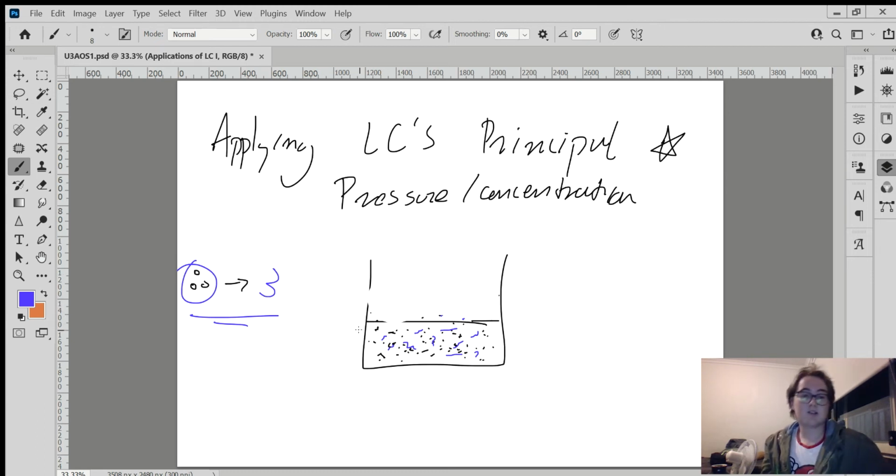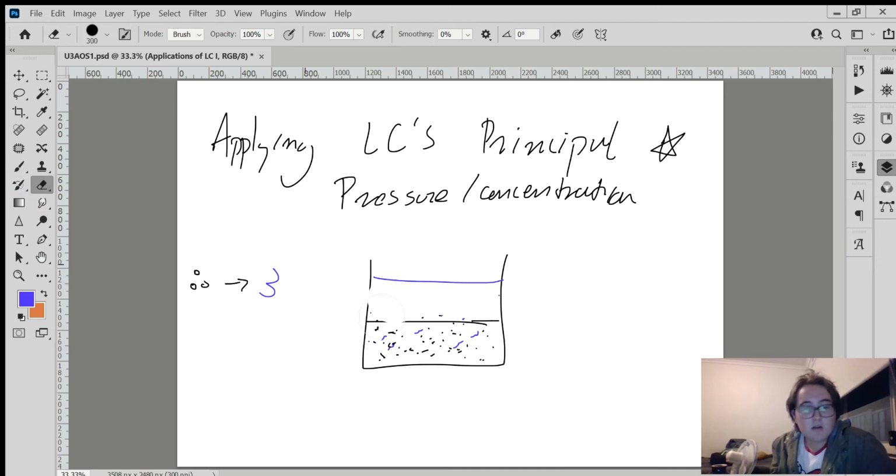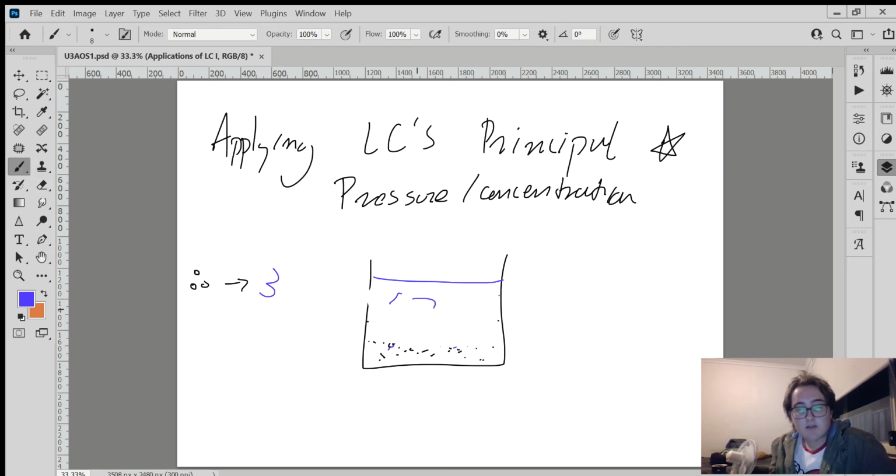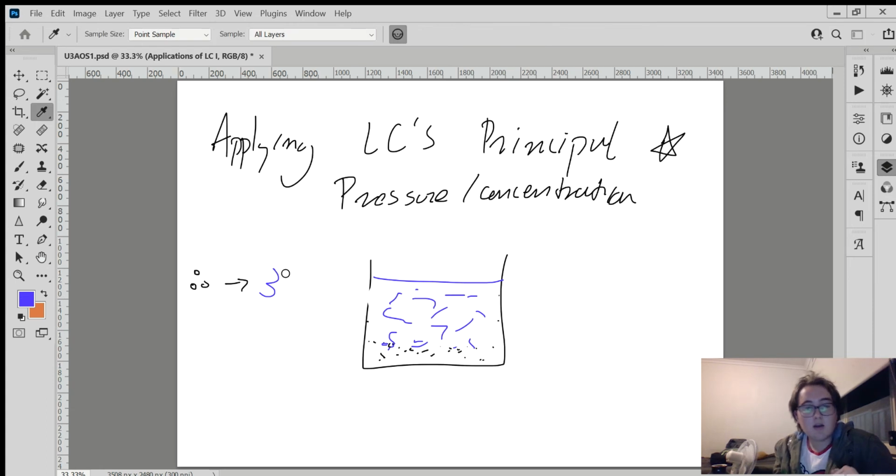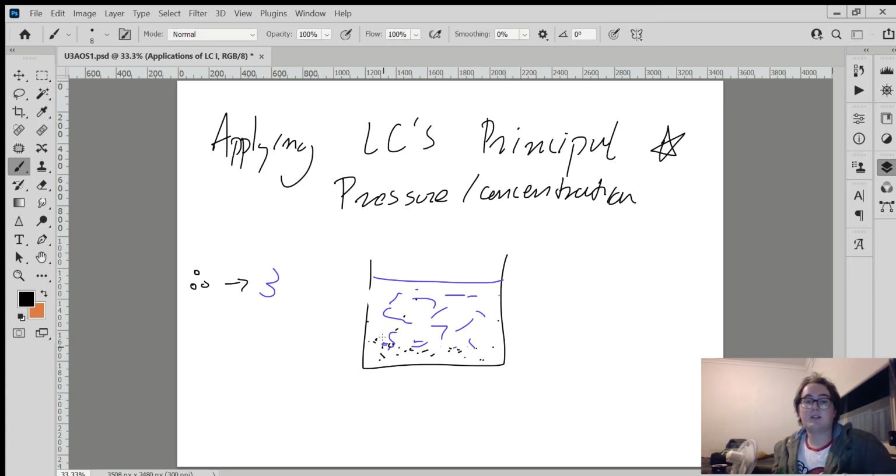Now the opposite can happen as well. Let's just say I open the vessel up. So we have a big vessel, lots of room for everything. I've actually diluted this chamber quite a lot. This change will be opposed by undergoing the back reaction, which creates more particles.